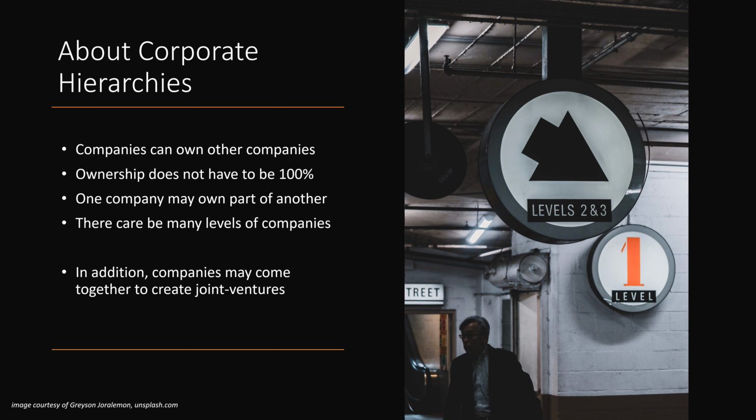Companies can own other companies, but that ownership does not have to be 100%. One company may own part of another company, and there can be many levels to this hierarchy of ownership. In addition, sometimes companies may come together to create joint ventures. You want to document all of this as you research.